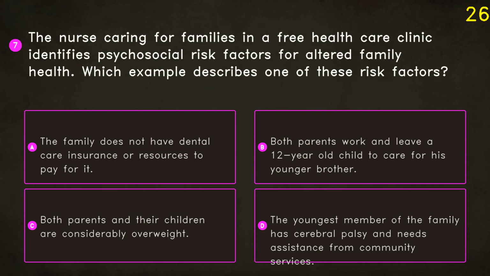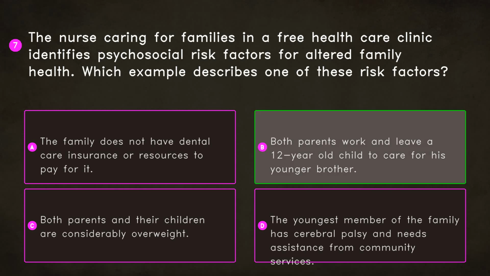Question 7. The nurse caring for families in a free healthcare clinic identifies psychosocial risk factors for altered family health. Which example describes one of these risk factors? A. The family does not have dental care insurance or resources to pay for it. B. Both parents work and leave a 12-year-old child to care for his younger brother. C. Both parents and their children are considerably overweight. D. The youngest member of the family has cerebral palsy and needs assistance from community services.